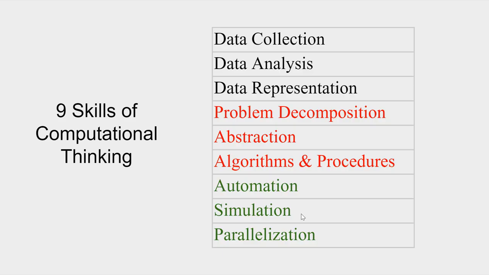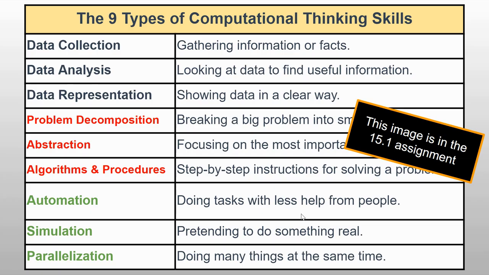Our third group of computational skills is automation, simulation, and parallelization. Automation means that humans are required to do less because it's being automated through technology. A simulation is where you can kind of pretend that you're going through a scene once you set up all the criteria. And then parallelization is when things kind of run side by side. And you can have multiple things running at the same time, which really increases efficiency. So the definitions for all these are right here. Don't worry about it. They'll be available to you in the 15.1 assignment.